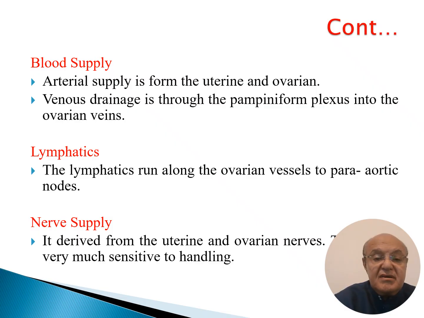Blood supply is from the uterine and ovarian arteries. The lymphatic drainage of the ovaries and the tubes is to the para-aortic lymph nodes.